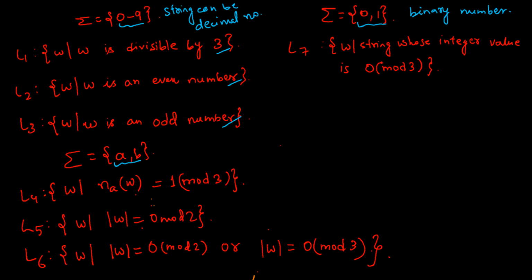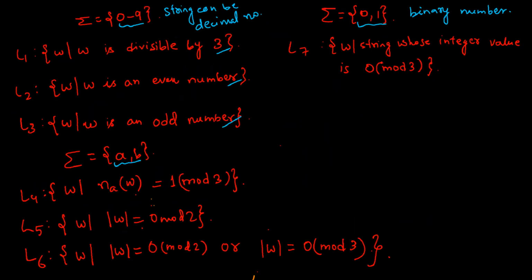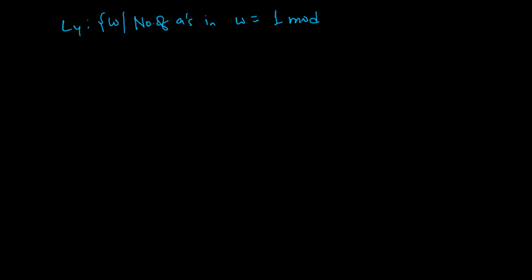Now come to this part. L4: number of A's to be 1 mod 3. L4 is W such that the number of A's in W is equal to 1 mod 3. So here the alphabet is A and B, and you are counting the number of A's.